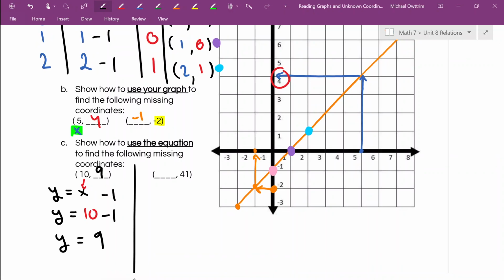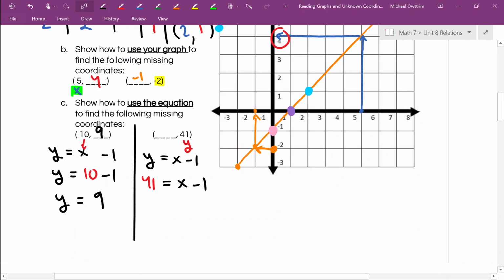In this other question, though, we are given a y value of 41. And so in our equation, y equals x minus 1, our 41 has to go in that y spot. And now we need to solve for x.